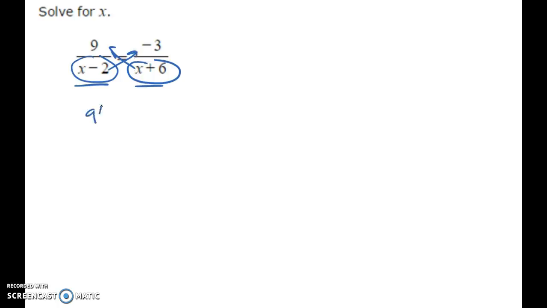So I can take 9 times x plus 6 and set that equal to negative 3 times x minus 2. And then from here, you guys definitely can use all your old skills for solving equations.